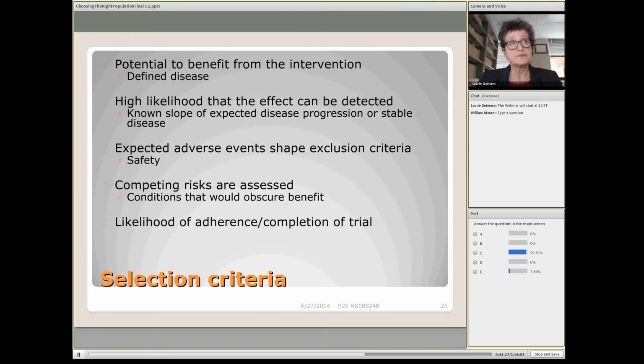And if you are looking at competing risks that might obscure the benefit of your intervention, for example, you would want to put in your exclusion criteria that you don't want patients who have problems with respiratory function to be in an ALS trial, as the respiratory disease might progress.